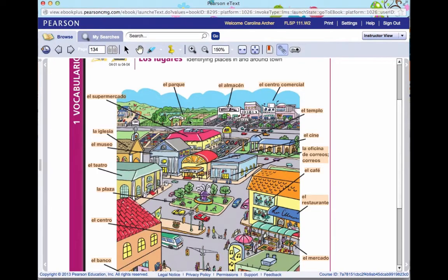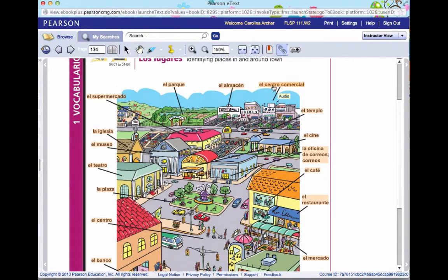El parque, the park, and you can be thinking about places around your town where you are that you can make the connection with, and label those places with the Spanish words so that you can remember them better. Okay, here in Abilene we have, for example, Nelson Park is el parque. El almacén, that would also be sort of like a grocery store, or more like a specific kind of store. Okay.